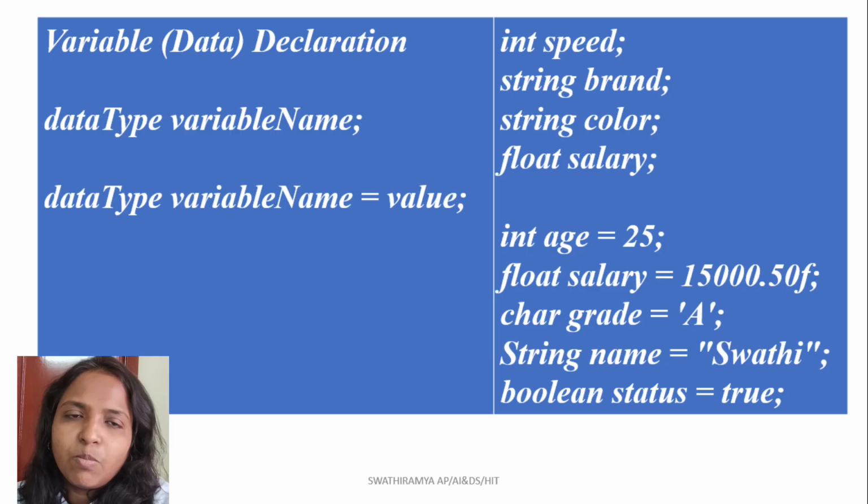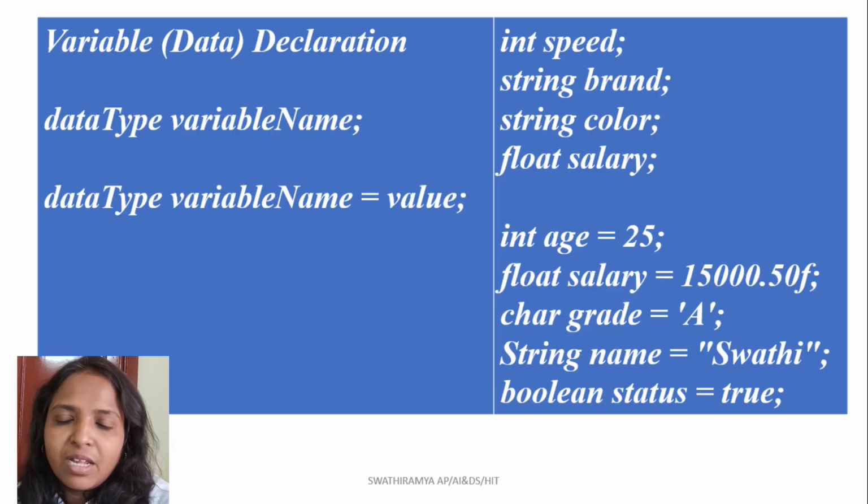One is data type, variable name. If you want to assign the value at this stage itself, you can give data type, variable name equal to value. You can find the example for that on the left side and right side. My data type is integer. If it is an integer value, I have given the data type as int speed. If my variable has a string value, then I can declare it using the data type String brand, String color.